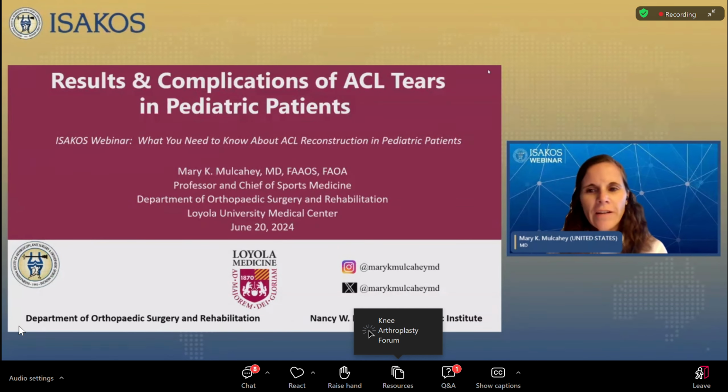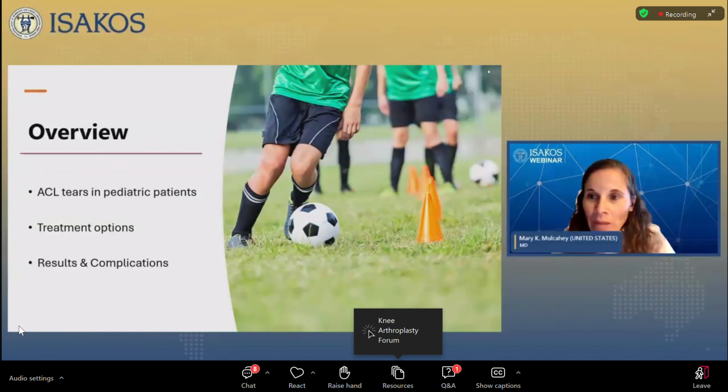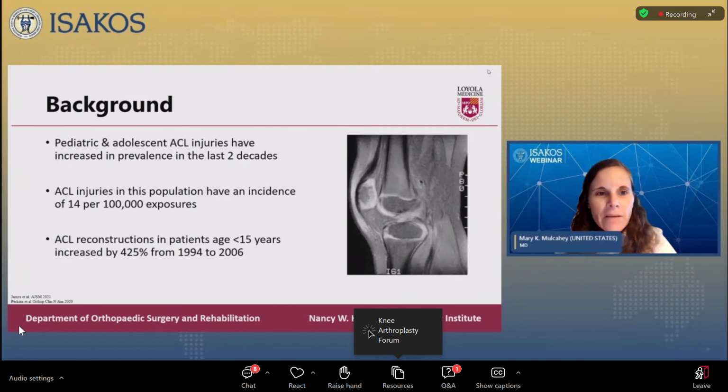Excellent. Thanks so much, Adnan and Eduardo. Thanks, Matt and Nick too, for great talks leading into this. So here we go. These are my disclosures, none of which are directly relevant. We're going to touch a little bit on some of the additional background information related to ACL tears in pediatric patients, very briefly on treatment options, because we just heard a great talk about that. And then really I'm going to highlight results and complications.